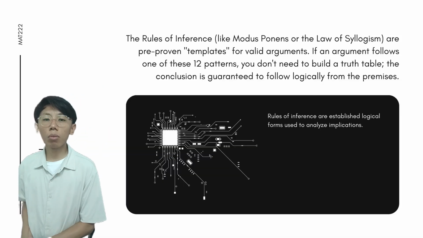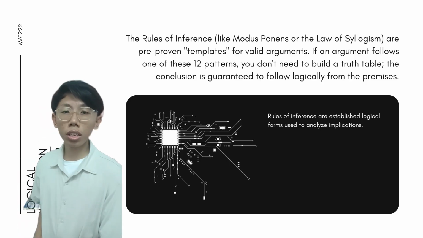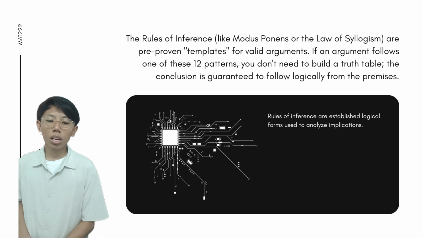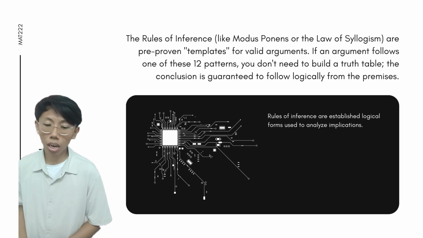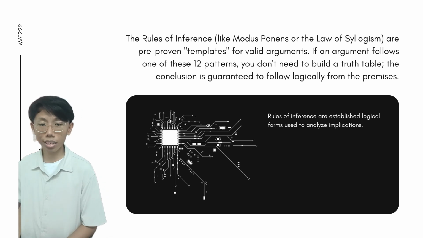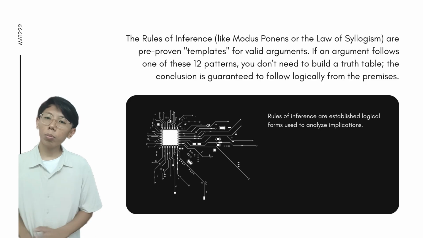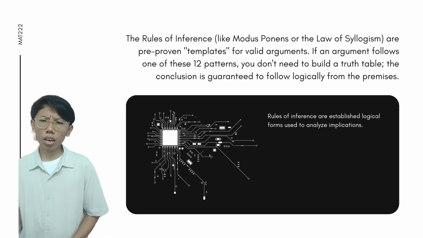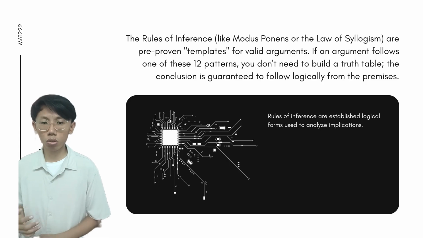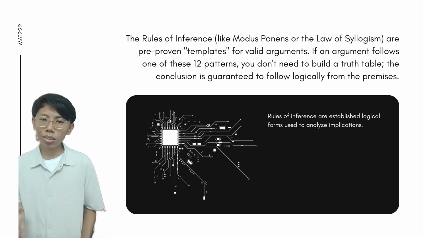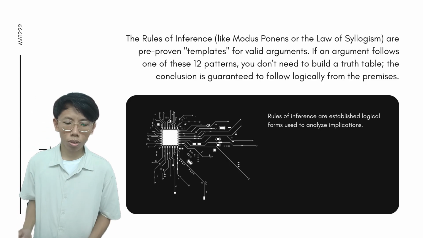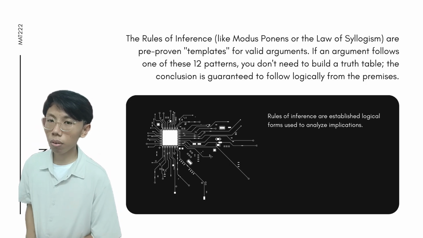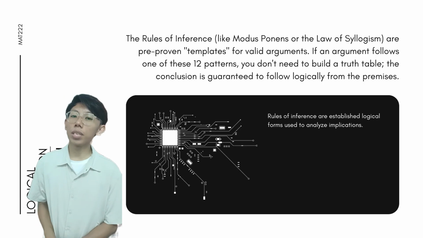Now, from our learning about finding logical implication by rules of inference, the rules of inference, like modus ponens or modus tollens, are pre-proven templates for valid arguments. If an argument follows one of these 12 patterns, you don't even need to build a truth table. The conclusion is guaranteed to logically follow from the premises.